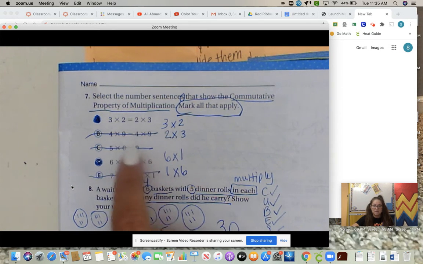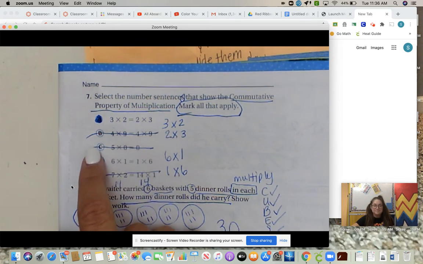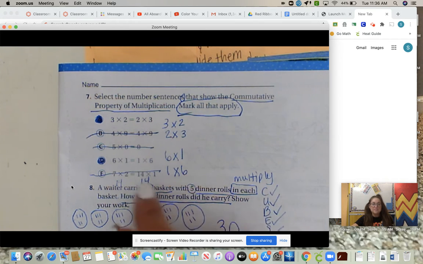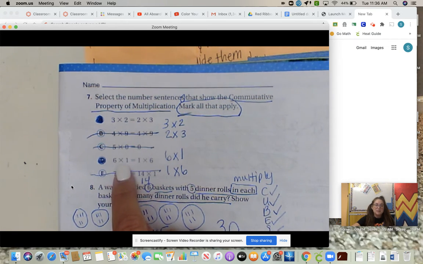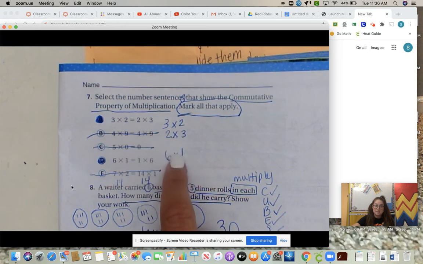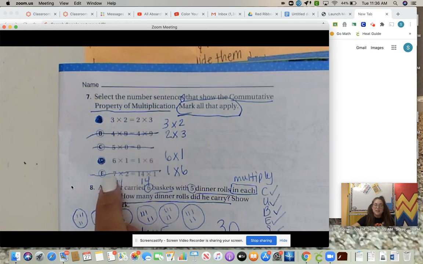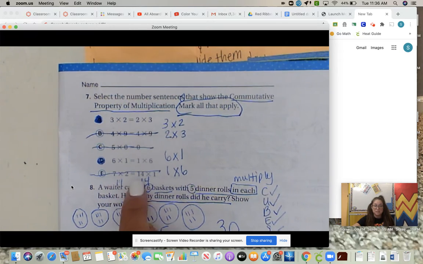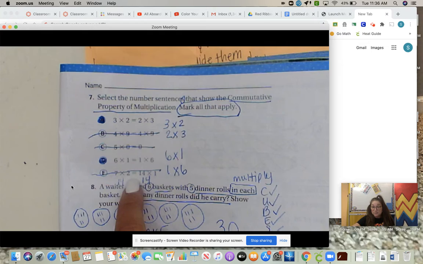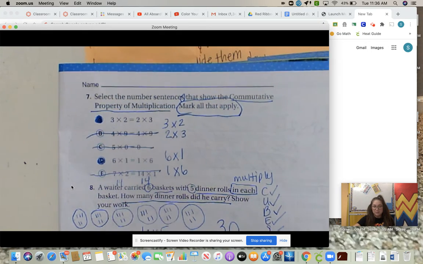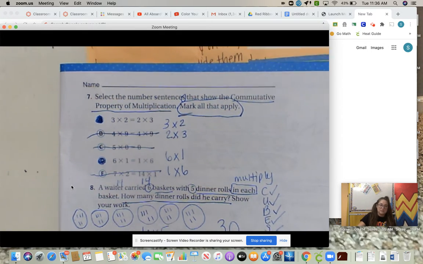So A is 1. 4 times 9 is 4 times 9. That's not the commutative property. 5 times 0 does equal 0, but that's not the commutative property. 6 times 1, well, what's the opposite? 1 times 6. So that is. And then 7 times 2 equals 14 times 1. 7 times 2 is 14, and 14 times 1 is 14. They do equal each other, but it doesn't show the commutative property. So we got to X that out. So A and D.